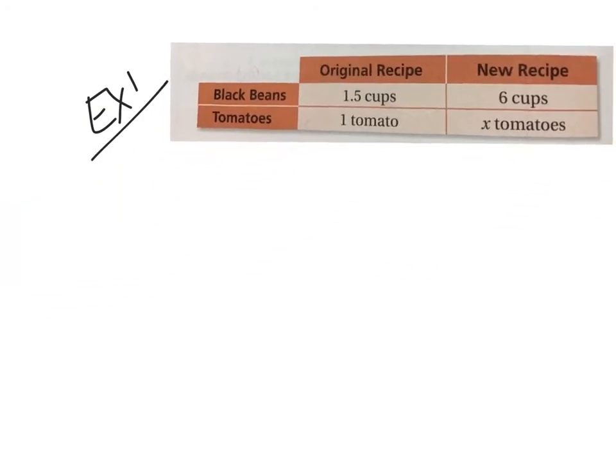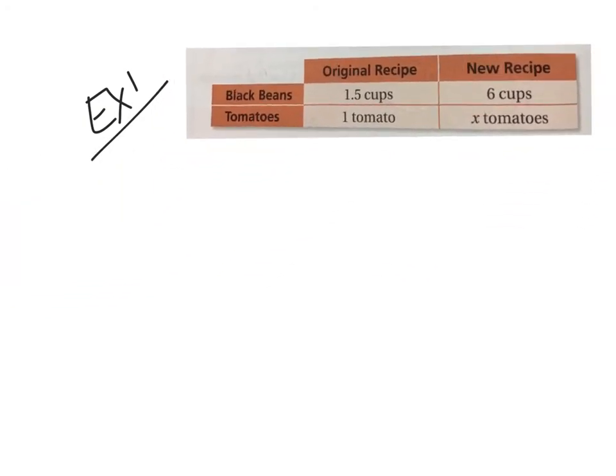Very good question. So, yay, you guys will do equivalent fractions only from now on. All right, let's look at example 1. All right, we're dealing with a recipe. A chef increases the amount of ingredients in a recipe to make a proportional recipe. The new recipe has 6 cups of black beans. Write a proportion that gives the number X of tomatoes in the new recipe.